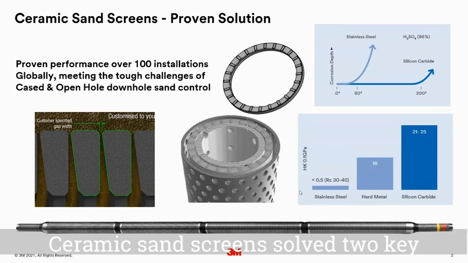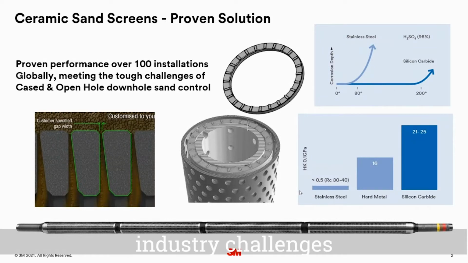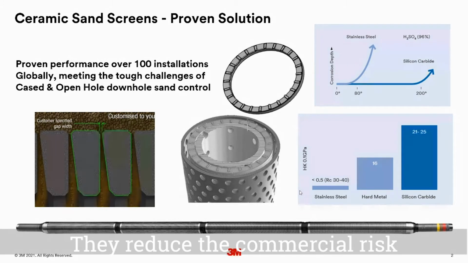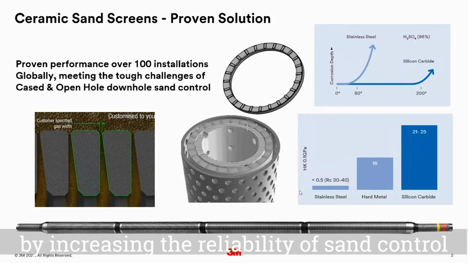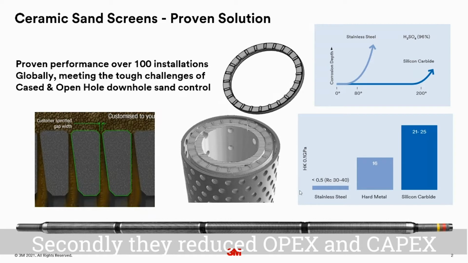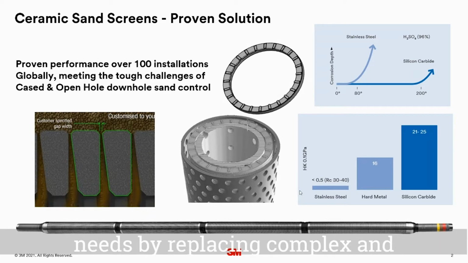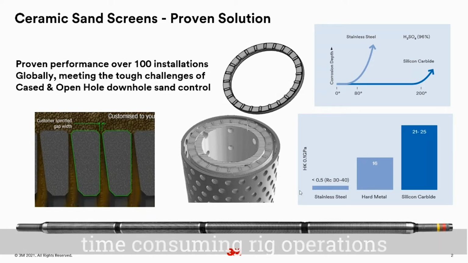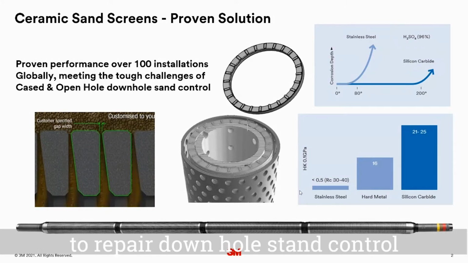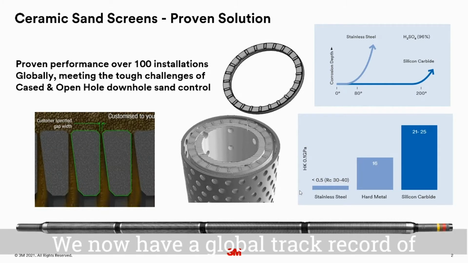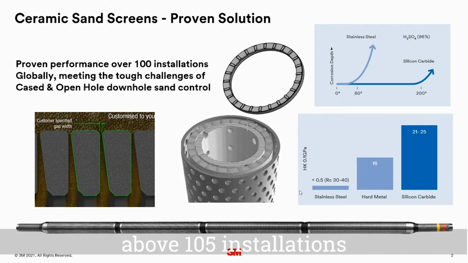Ceramic sand screens solve two key industry challenges. They reduce the commercial risk by increasing the reliability of sand control. Secondly, they reduce OPEX and CAPEX needs by replacing complex and time-consuming rig operations and minimize intervention requirements to repair downhole sand control. We now have a global track record of above 105 installations.